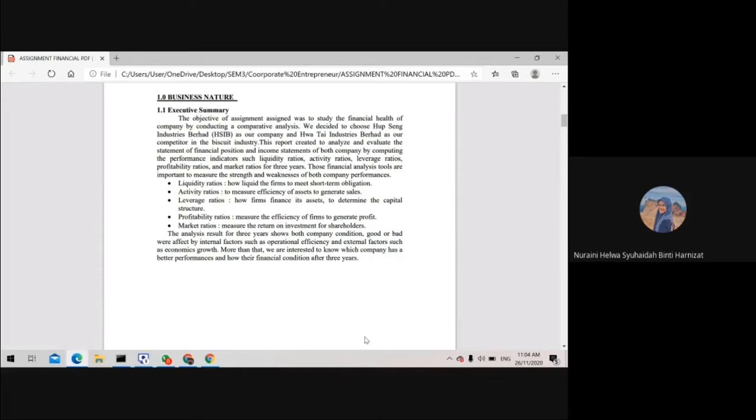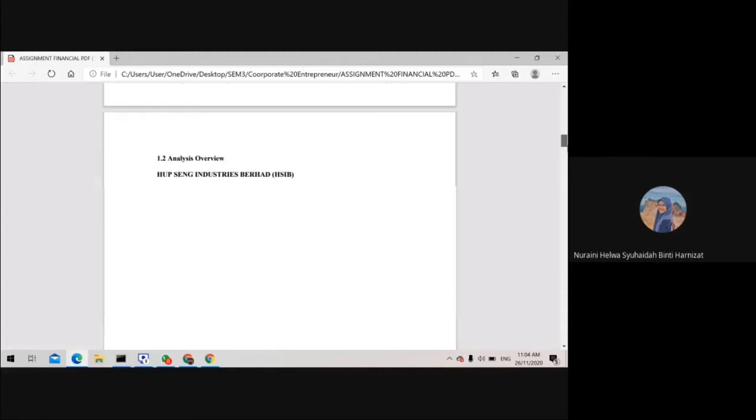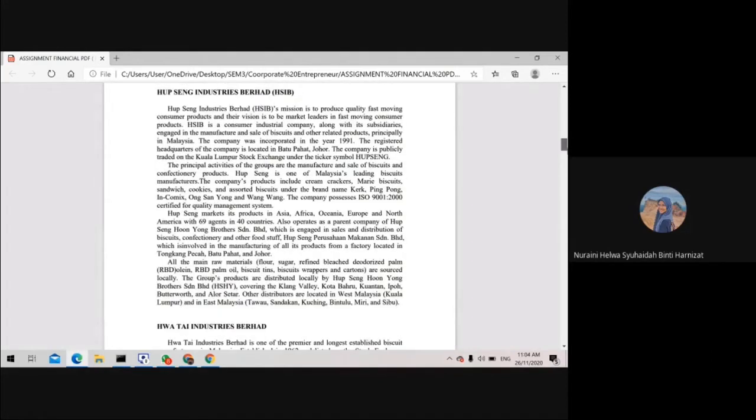The analysis results for 3 years show both companies' conditions, good or bad, were affected by internal factors such as operational efficiency and external factors such as economic growth. More than that, we are interested to know which company has a better performance and how their financial condition is after 3 years. And we move to the analysis overview for Seng Industry.